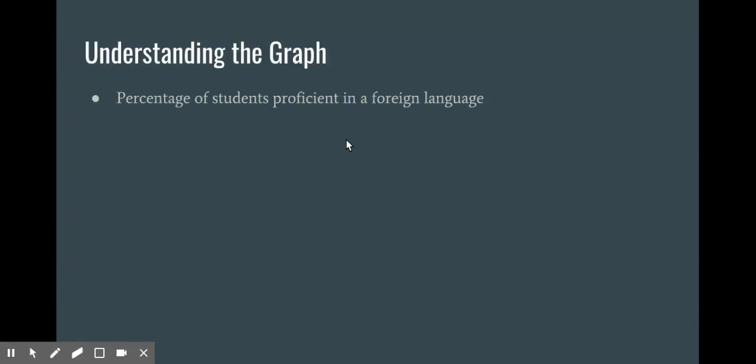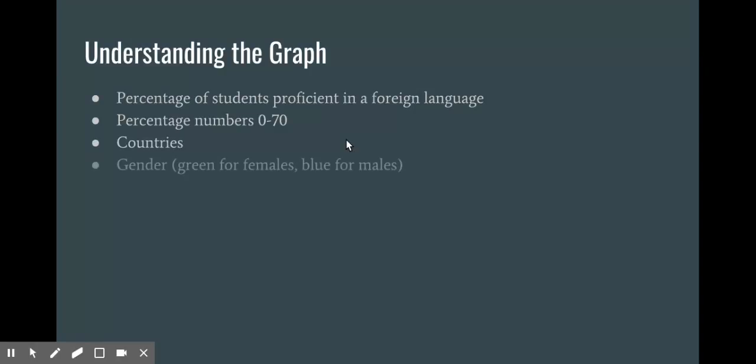So the important things that we just went over that the graph told us is the percentage of students proficient in a foreign language. That was at the top. The percentage numbers 0 through 70, that was to the left. The countries, the 6 countries that this graph talks about, and the gender. So males and females, green for females, blue for males. So all of this goes in the introduction, and this is where you get all the information for the introduction. You don't really need anything else. And this tells the examiner what this graph is about.